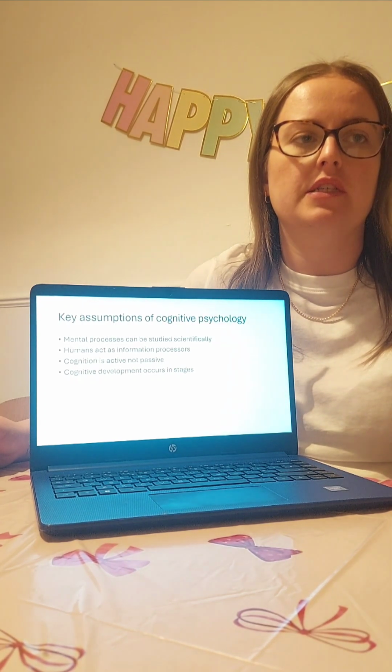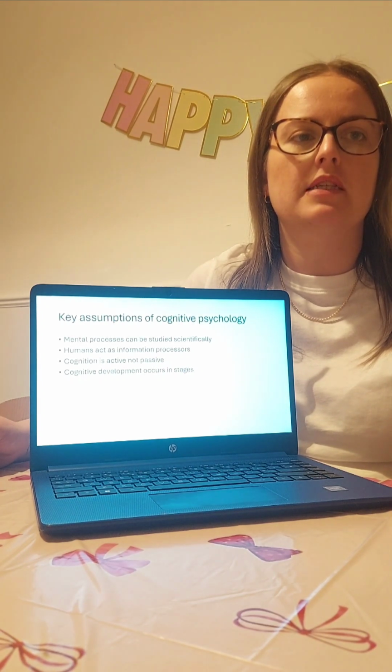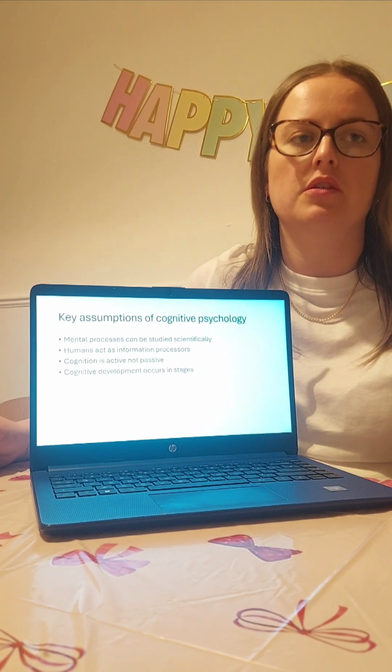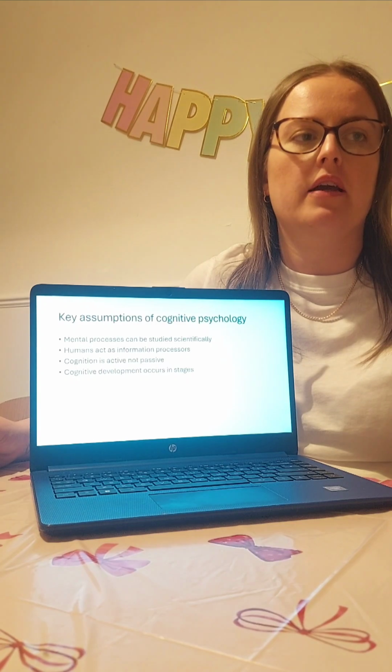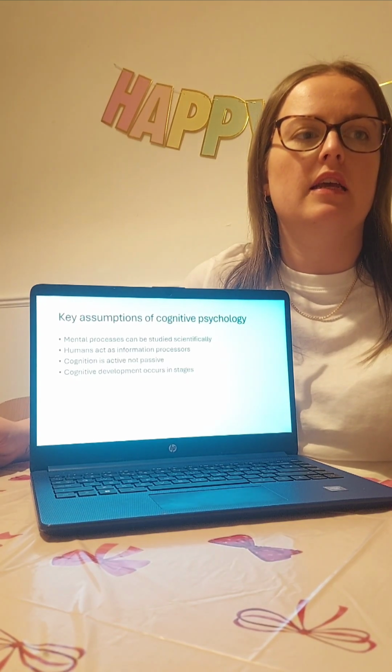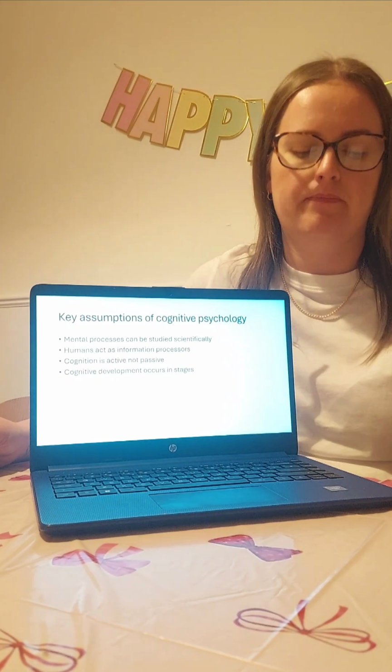Cognitive development occurs in stages. Cognitive psychology assumes that cognitive abilities develop in a predictable sequence throughout a person's lifespan. Cognitive development theories like that of Jean Piaget suggest that individuals move through the stages of cognitive development as they mature.